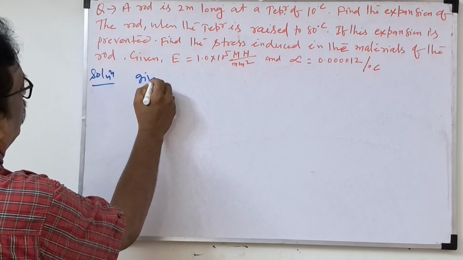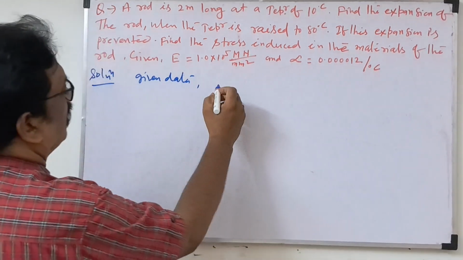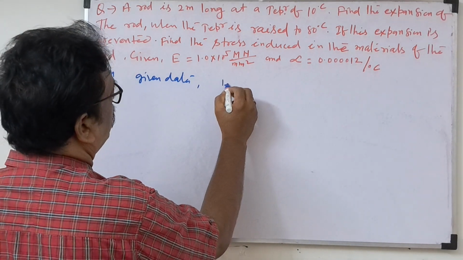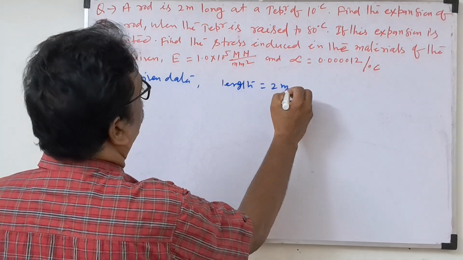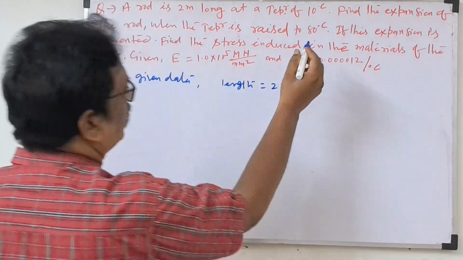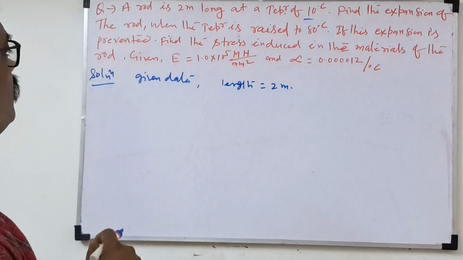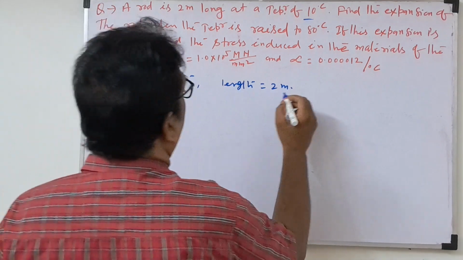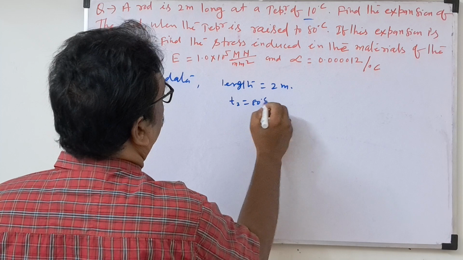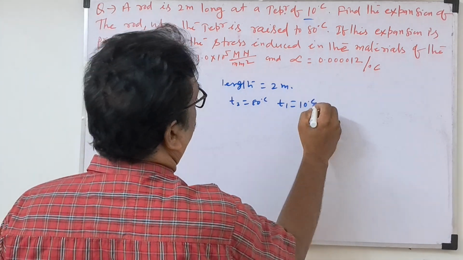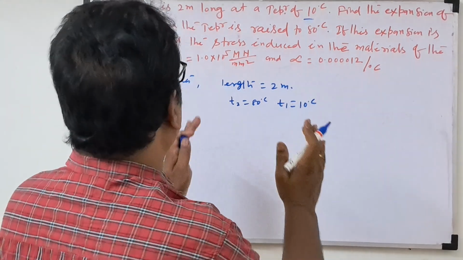What is the given data? A rod of 2 meter length, so the length is given: 2 meter. Temperature 10 degrees Celsius. Find the expansion of the rod when the temperature is raised to 80 degrees Celsius, with T1 equal to 10 degrees Celsius given. And if the expansion is prevented, that means we have to stop it.